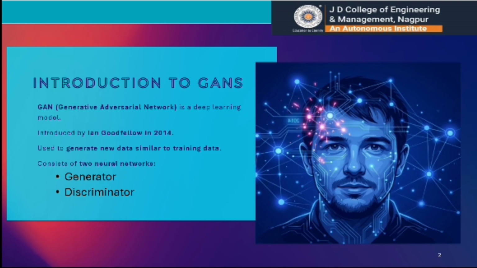GAN stands for Generative Adversarial Network, which is a powerful deep learning model used to generate new data that is similar to the training data. This model was introduced by Ian Goodfellow in the year 2014. GANs are widely used in artificial intelligence for generating realistic images, videos, and other types of data. A GAN consists of two neural networks called the generator and the discriminator. These two networks work together in a competitive way to improve the quality of generated data.